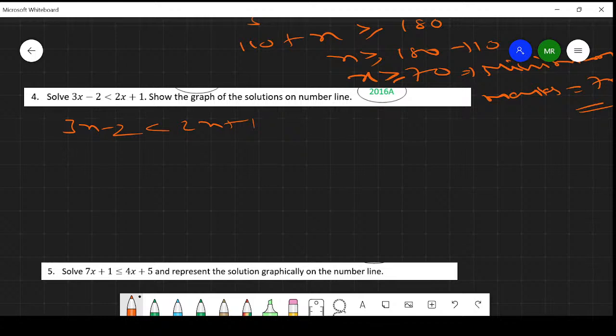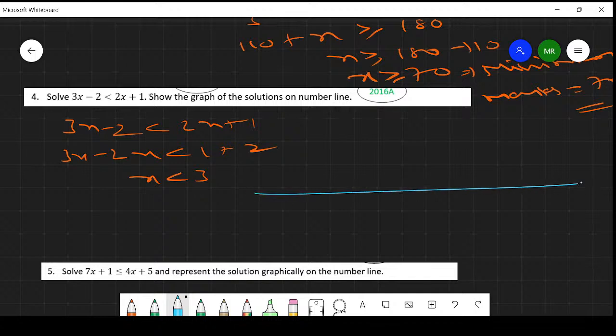If I transfer, 3x minus 2x less than 1 plus 2. So you will get x less than 3. When they are asking for the number line, you draw the number line. Minus infinity, plus infinity I can write. For 3, I can mark the numbers 0, 1, 2, 3, and here I can write minus 1, minus 2, just to get an idea. They are asking left of 3.